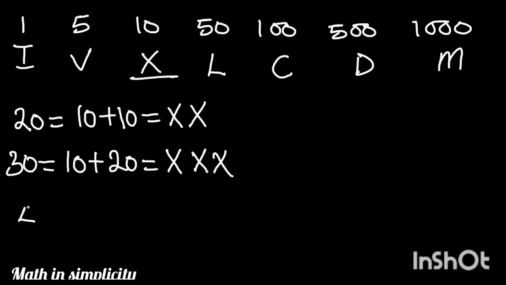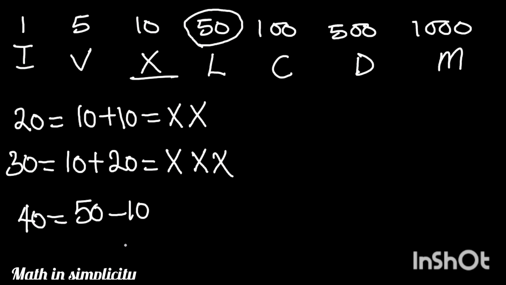40 now. 40 is exactly before 50, so we're no longer adding, we are subtracting. So we write 50. 50 minus 10 should give us 40. So that is very simple. Remember, if we are subtracting, write the less number in front. So 10 is X and 50 is L. So 40 will be XL. 50 is L, so we jump to 60.